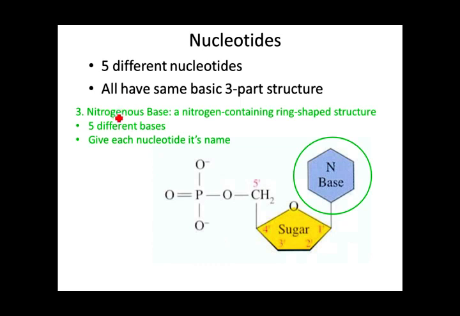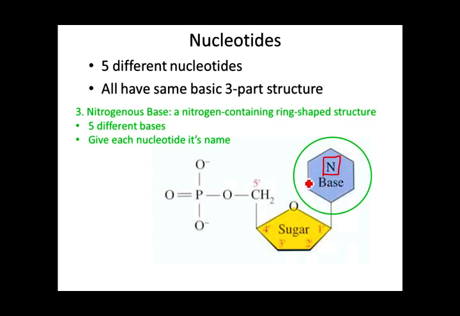Okay, and then that leaves us with the nitrogenous base. The base is a nitrogen-containing ring-shaped structure. Some of them have a single ring, and some of them have 2 rings that are stuck together, but they always have nitrogen. They have a fairly large component of nitrogen. They have multiple nitrogens found within the ring.